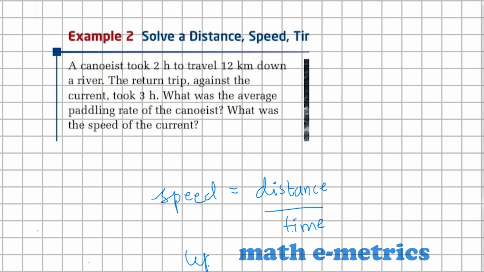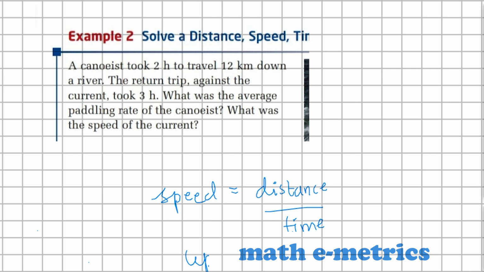Okay, try to do this question. Read this question first. Canoeists took 2 hours to travel 12 kilometers downriver. The return trip against the current took 3 hours. What was the average paddling rate of the canoeists, and what was the speed of the current?